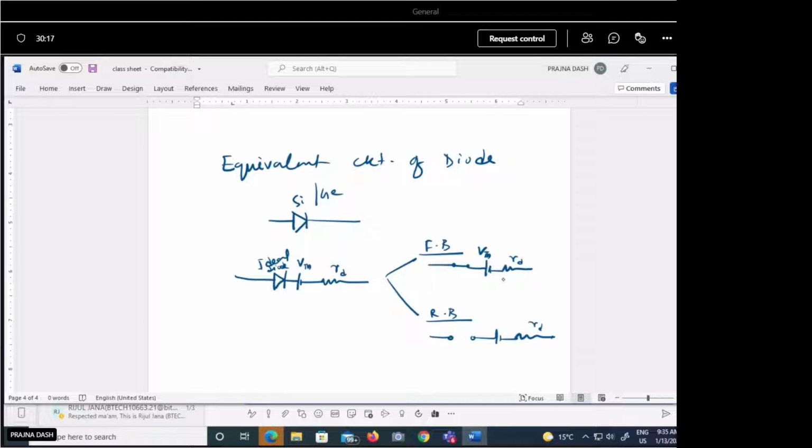This is the diode equivalent circuit, we can say. This diode equivalent circuit will be useful when we solve circuits having a diode.